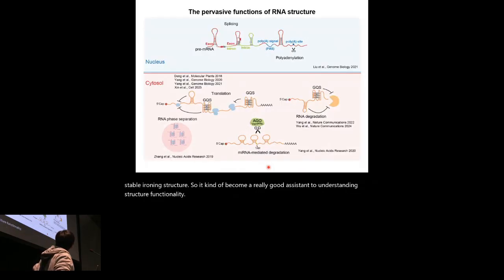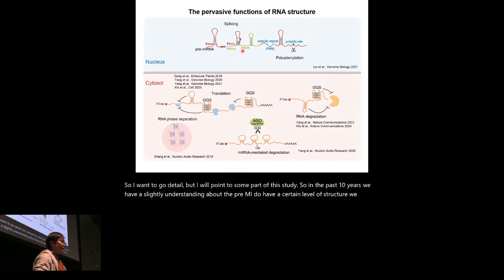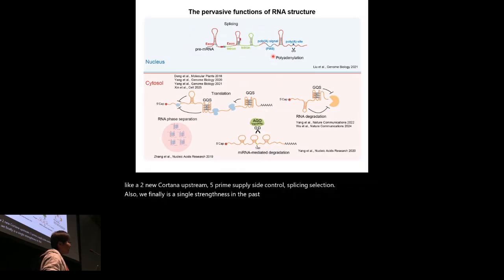So I won't go into detail, but I will point to some parts of this study. In the past 10 years, we have gained a slightly better understanding that pre-mRNA does have a certain level of structure. We found that 2 nucleotides upstream of the 5' splice site control splicing selection. Also, we found this single-strandedness in the polyA site, which can be an additional annotation for the polyA site. We also found that secondary structure controls translation. Also, this very special G-quadruplex tertiary structure, which I'm going to talk about in detail, actually suppresses translation. Also, secondary structure, and this G-quadruplex structure, influence degradation.